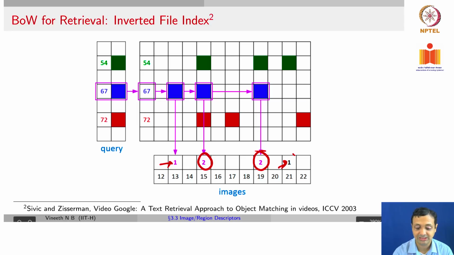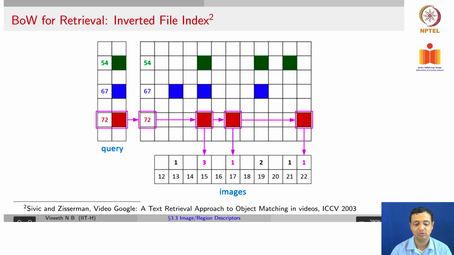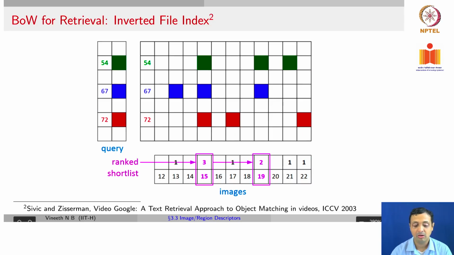And sorry, 21st just had a green, there's no increase in count, but the 13th image has an increase in count now. Similarly, you would do this for the red visual word or the 72nd visual word, and at this time, the 15th image gets one more count, the 17th image gets a new count added here, and the 22nd image gets a new count added here. So it's evident from this that the 15th image has the highest count with respect to the query image, and you now rank order all your repository images based on a shortlist with respect to these visual words.